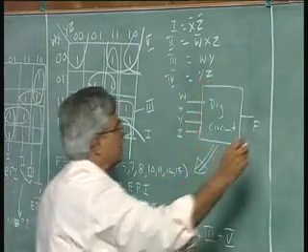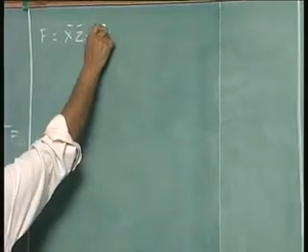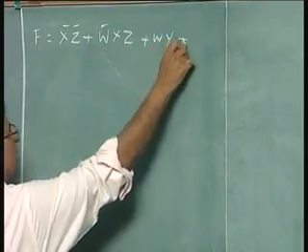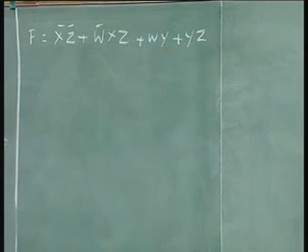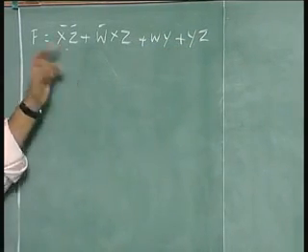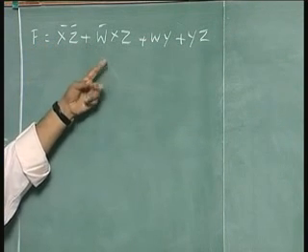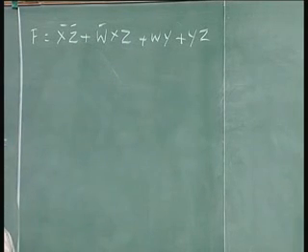So my expression is then X bar Z bar, plus W bar XZ, plus WY plus YZ. These are gates with inputs X bar and Z bar, W bar, X and Z, W and Y, Y and Z. These are 4 AND gates. Outputs of these 4 AND gates are tied together by an OR gate. That is what the circuit is. The circuit is going to look like this.